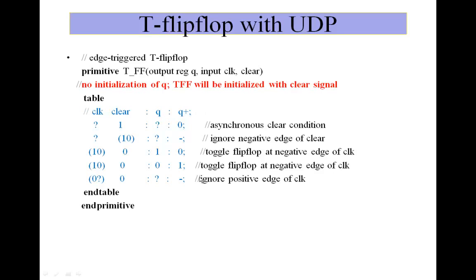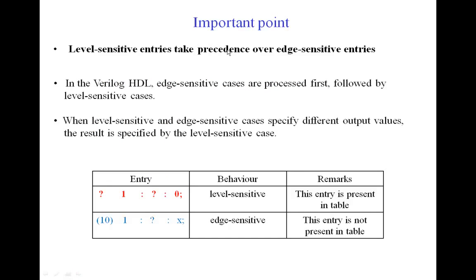So we have completed our description for the hardware. Now end table and then end primitive. So here what I was telling a while ago, you try for synchronous clear. For that, the clue is an important point. This is the clue for you to design a synchronous T flip-flop.